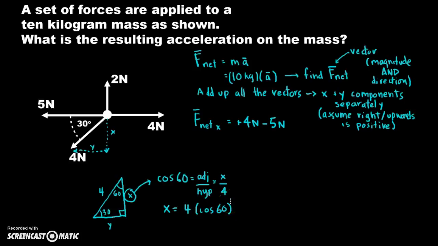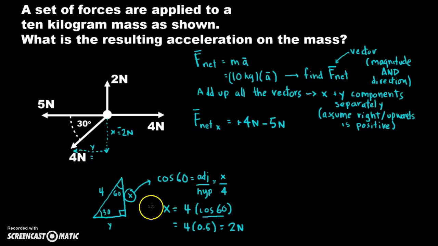Now, if I take out my calculator and find out what cosine 60 is, you'd very quickly find that cosine 60 is 0.5. So it's 4 times 0.5, half of 4, so 2 newtons. So this here is equal to 2 newtons down. Now what about my y? I have to make sure I'm pointing it in the right direction. So this is actually negative 2 newtons because I'm pointing down. And the y is going to the left, so it's going to be negative as well.